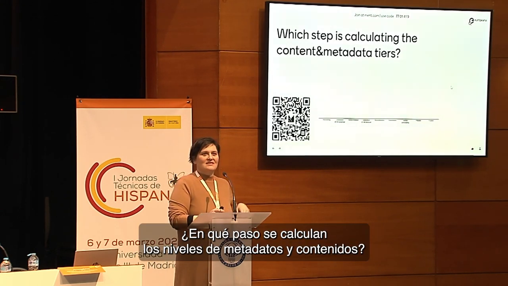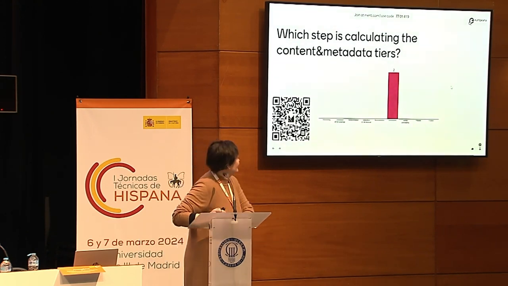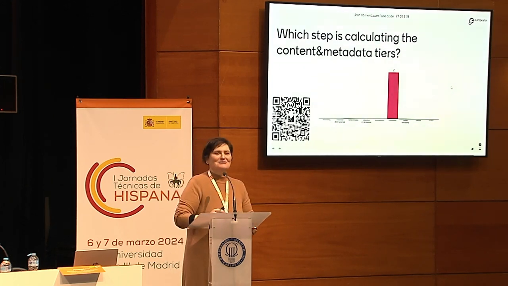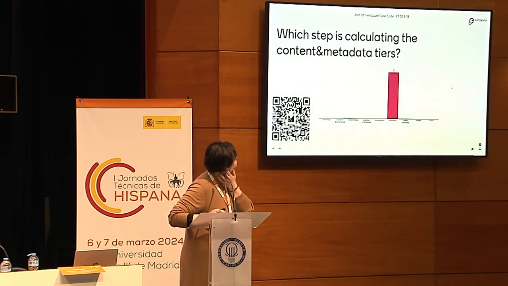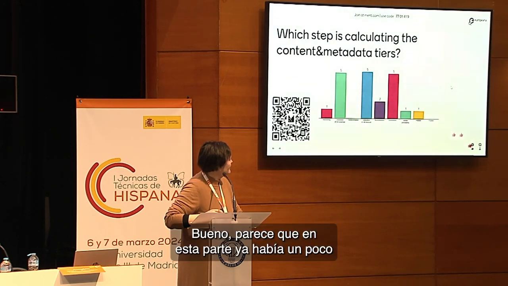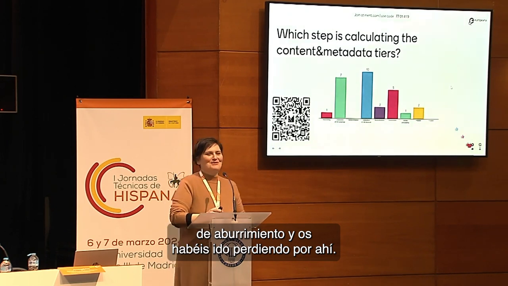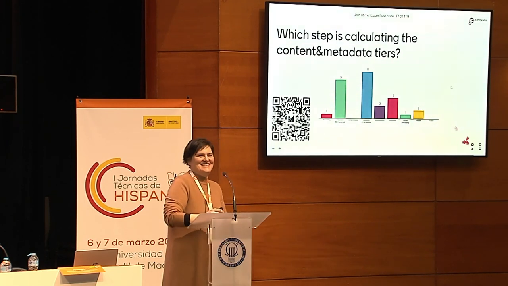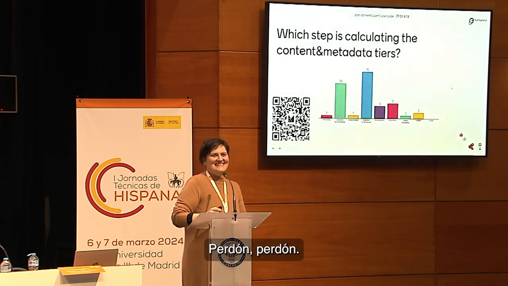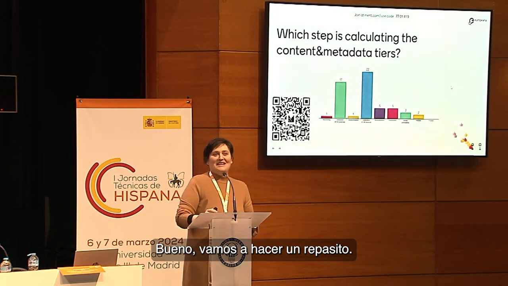Which step is calculating the metadata and content tiers? I see this bit got a bit boring. I lost you here. Oh, I'm so sorry. Well, to recap.